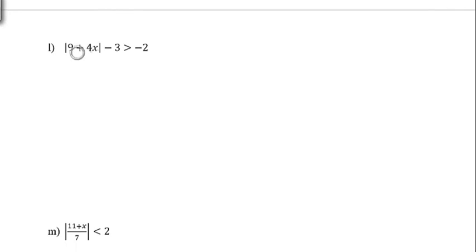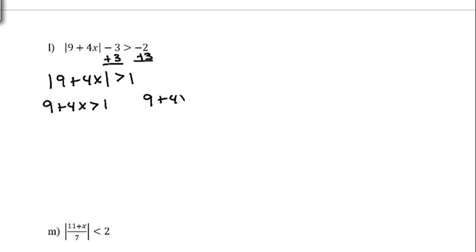In our next example, absolute value of 9 plus 4x minus 3 is greater than negative 2. So first, before you can make any decision about whether there's a solution or not, you need to make sure that you add the 3 to both sides first. That gives us absolute value of 9 plus 4x is greater than 1. So we have two inequalities. 9 plus 4x is greater than 1, and 9 plus 4x, reverse the direction, less than negative 1.